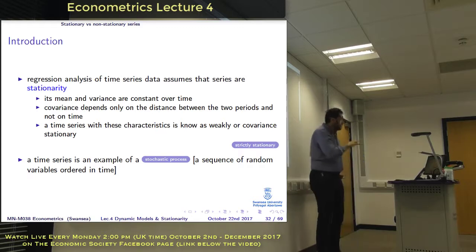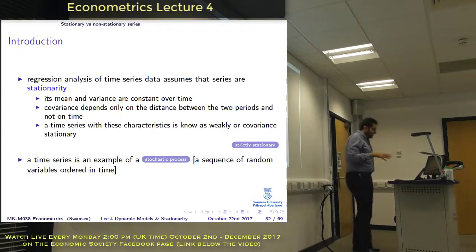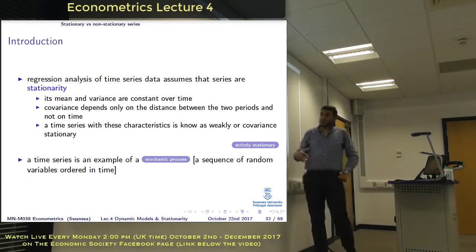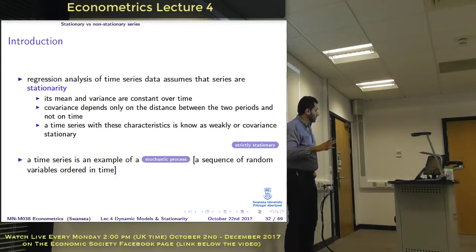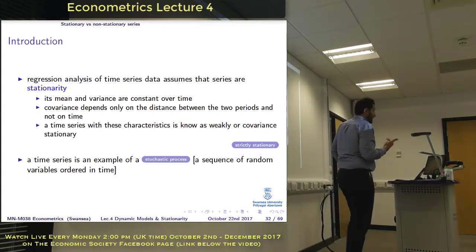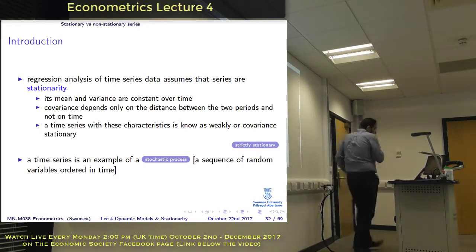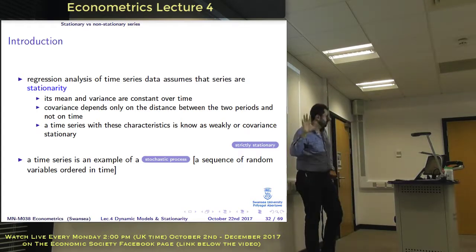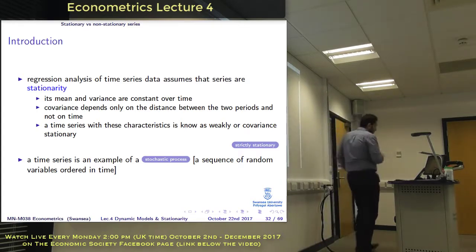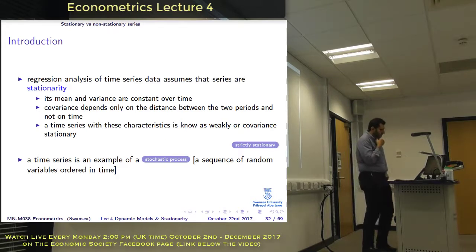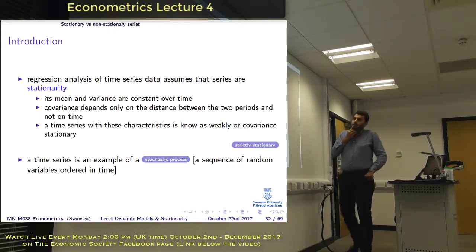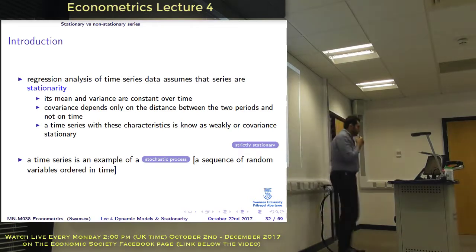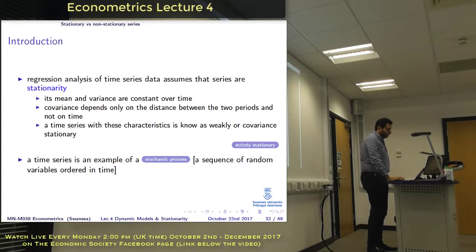So in regression analysis, in general, we make this assumption that data are stationary. Stationary means that its mean and variance are constant over time. So they don't change over time. The mean and variance are constant, and also the covariance depends only on the distance between any two points in time, not on time itself. If a time series satisfies these conditions, it's known as weakly or covariance stationary.